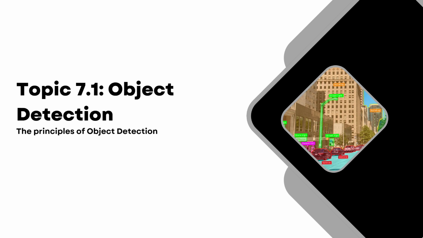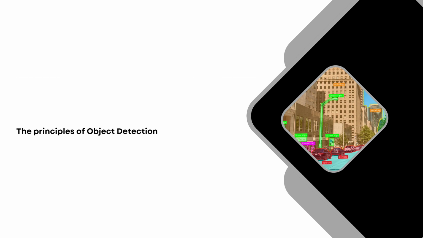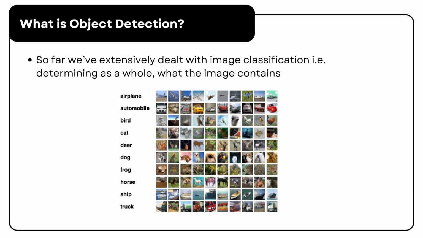Hi everyone. Now let's shift gears a bit and talk about object detection. But first, let's recap where we are. So far, in our journey through computer vision, we have been dealing mostly with image classification. That means, given an image, the model tells us what category it belongs to as a whole.